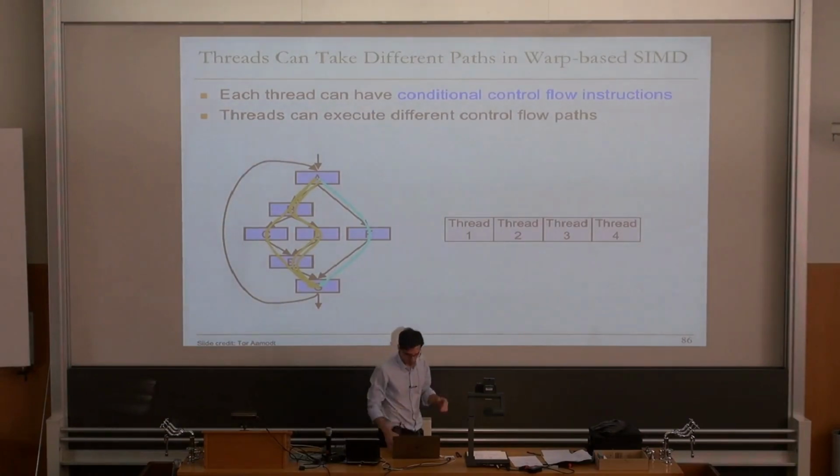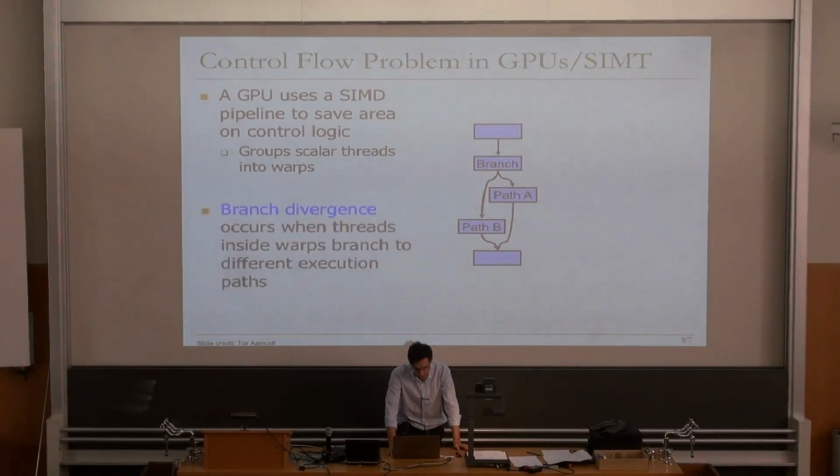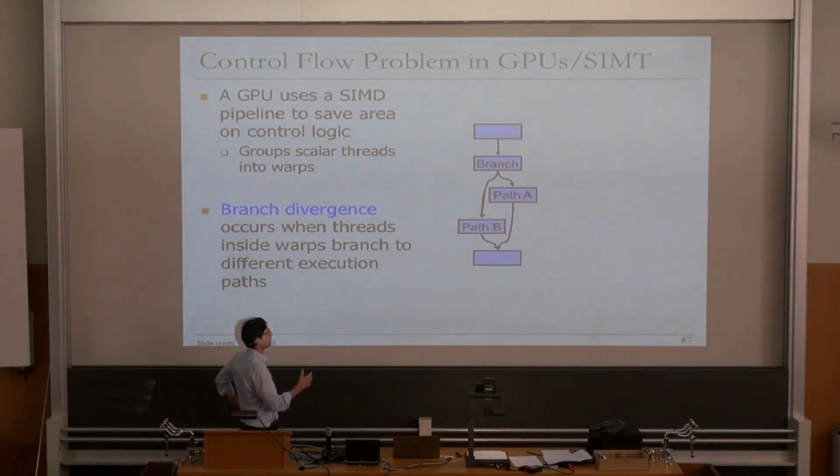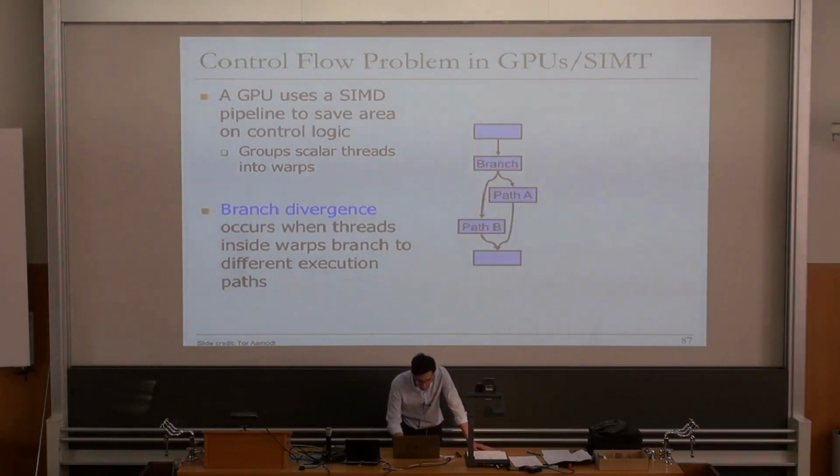And the way we are going to do it is using something similar to the vector masks that we had in vector processors. This is the way that we are going to implement branch divergence. So here you see one example. This could be a control flow graph for an if-else. Depending on the value of a certain variable or certain address in memory, one thread will go through path A or through path B.